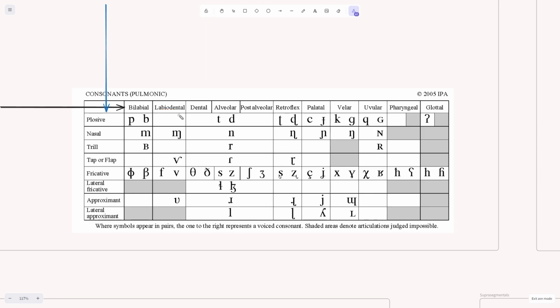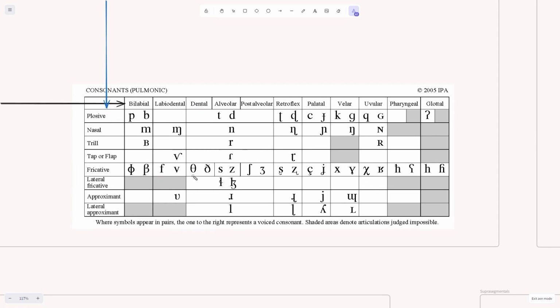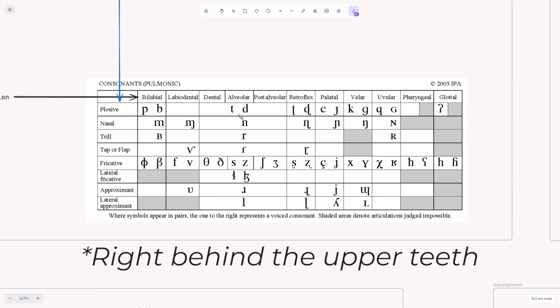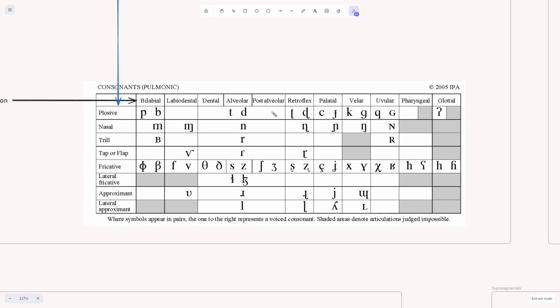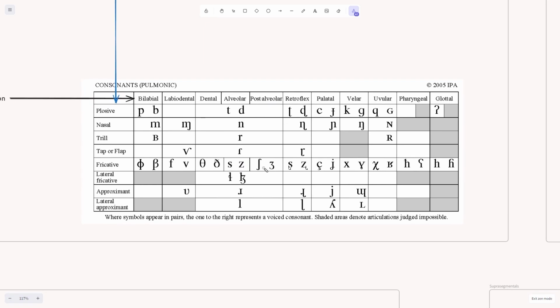Labiodental describes sounds articulated with the lower lip and the upper teeth, like in fa and va. Dental describes sounds articulated with the tongue against the upper teeth, like in tha and tha. Alveolar describes sounds which are articulated with the tongue against or close to the superior alveolar ridge, like in ta, da, na, sa, or za. Postalveolar describes sounds articulated with the tongue near or touching the back of the alveolar ridge, like sha and ja.